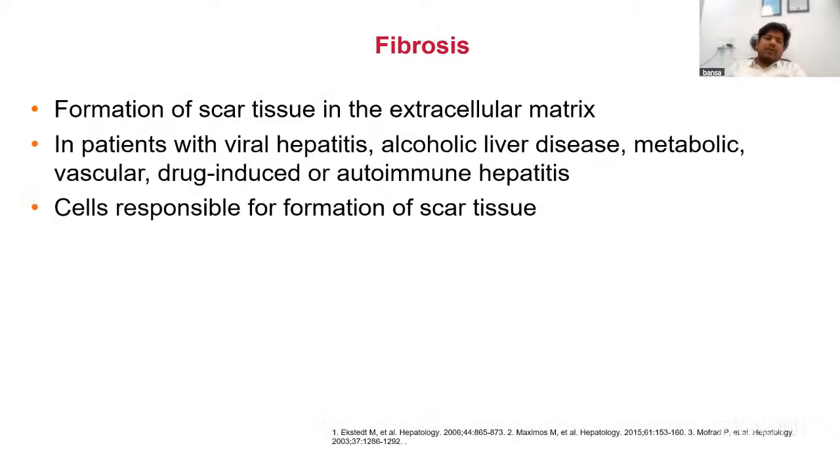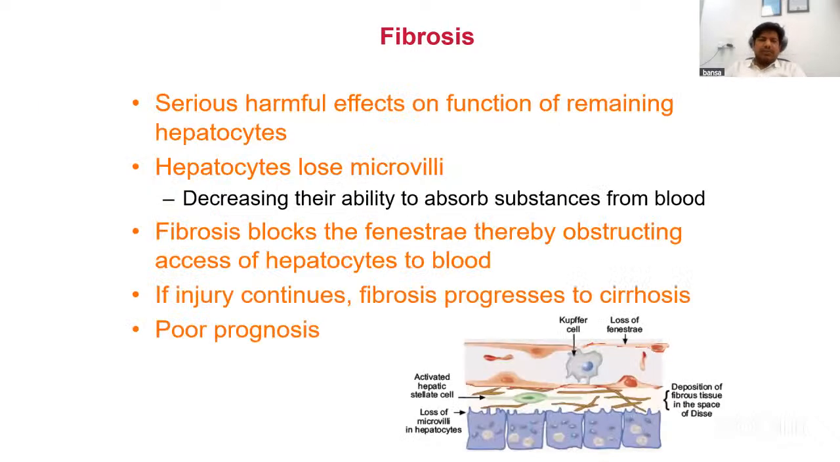So, what is fibrosis? Fibrosis is formation of scar tissue in the extracellular matrix. In patients with viral hepatitis, alcoholic liver disease, metabolic, vascular, and brain disease, in all these forms of hepatitis, fibrosis can occur. The cells responsible for formation of scar tissue are mainly the hepatic stellate cells.